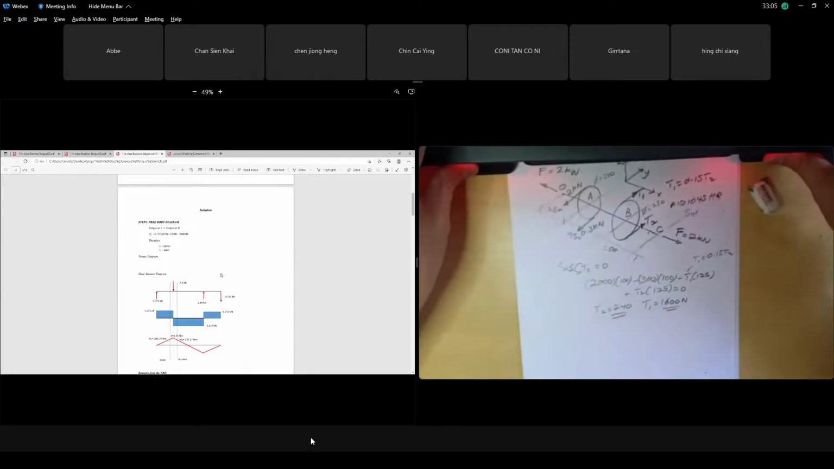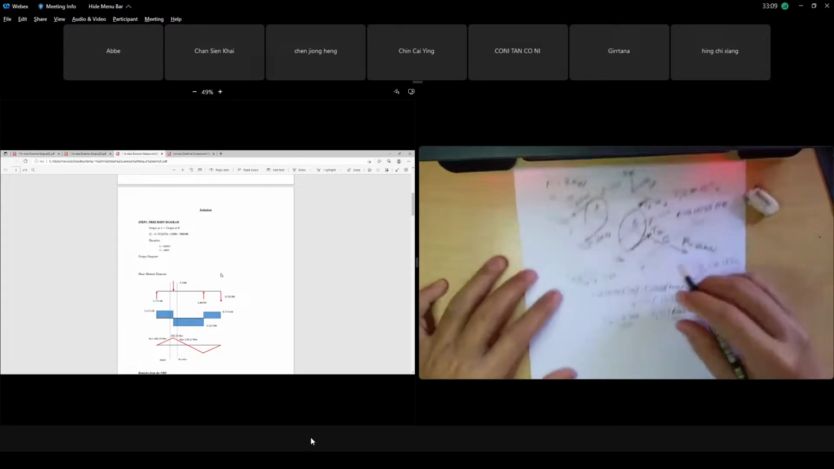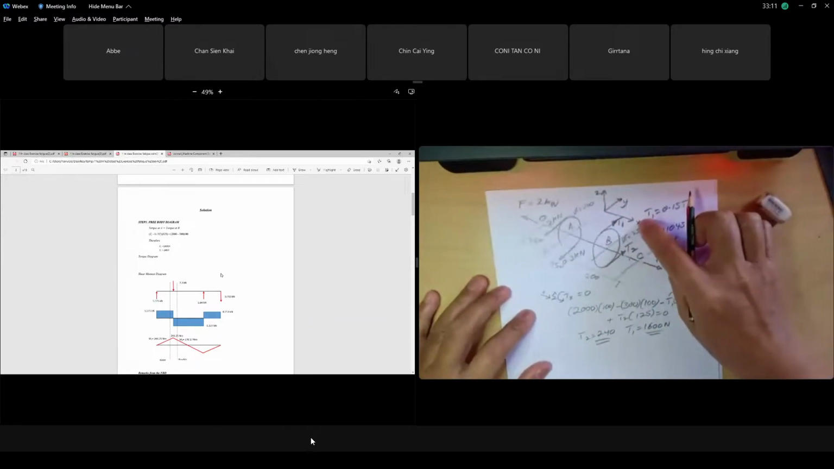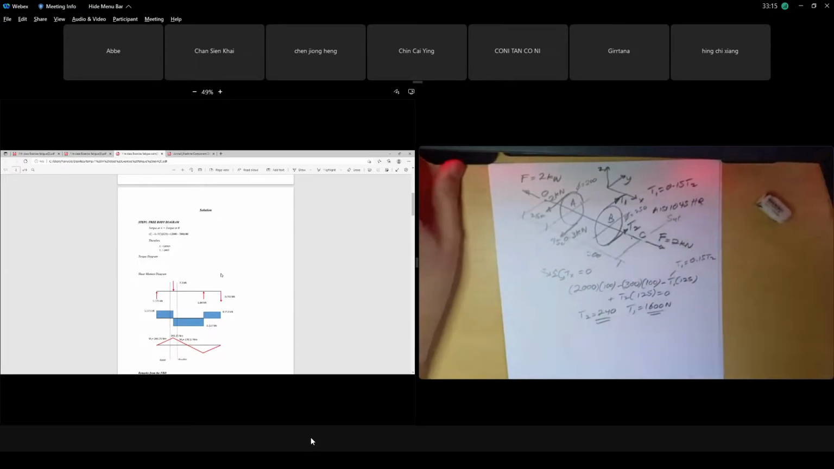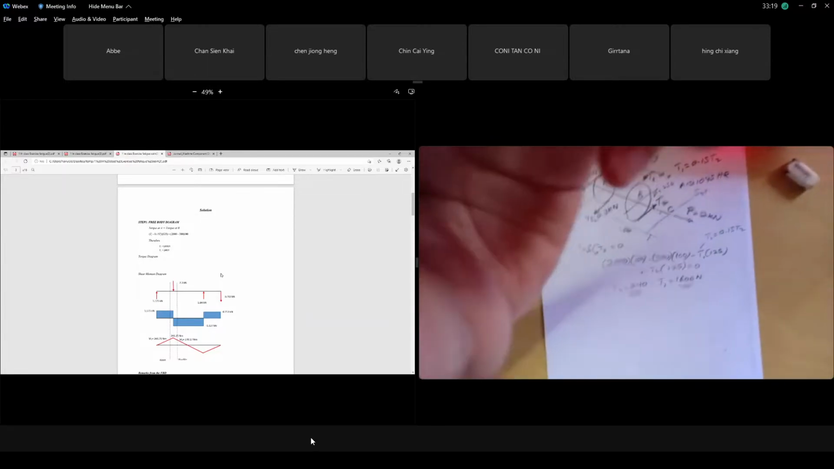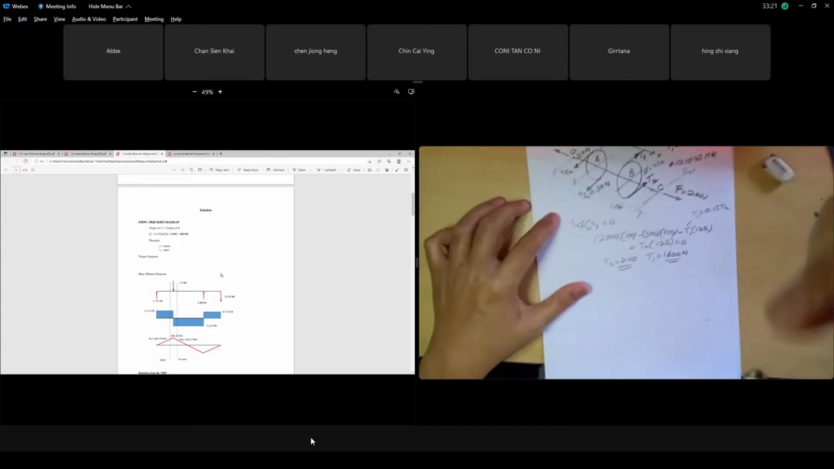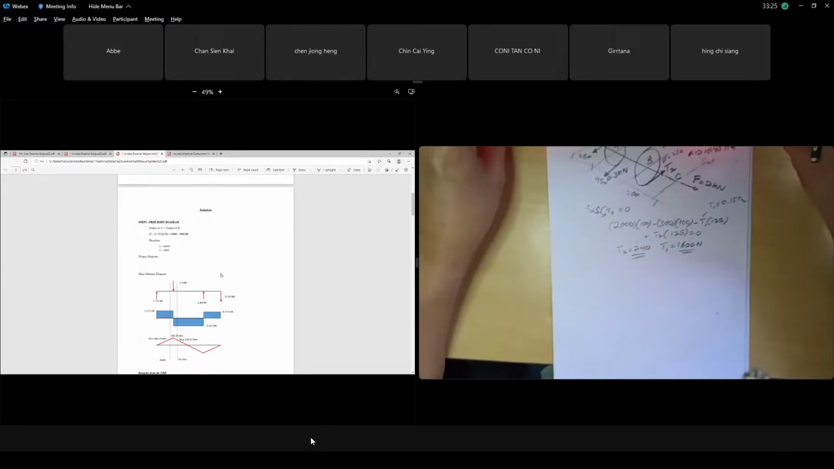Then we make the shear diagram of this. Since we are only on the XY plane, we only consider the XY plane. So we are on the XY plane.